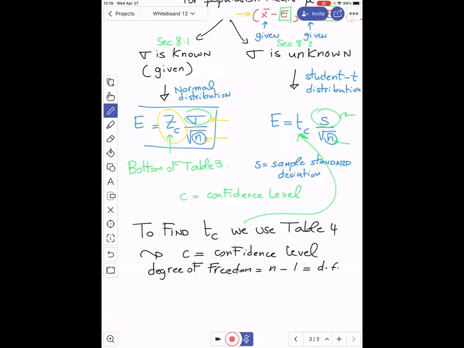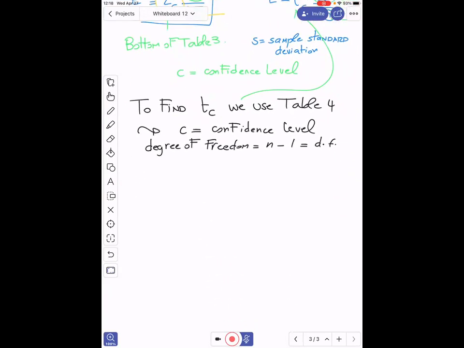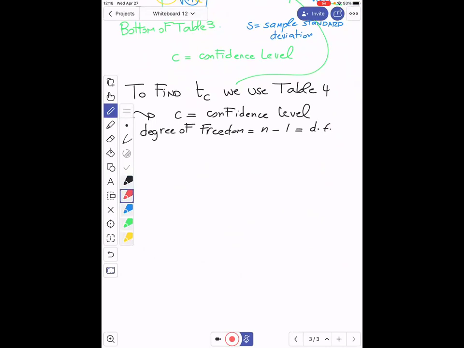So let's have at least 2 different examples. The first example, let's say sigma is unknown, and the second example, sigma is known, just so you can see the difference. Let's start with an exercise from section 8.2, for example exercise 15, page 395.